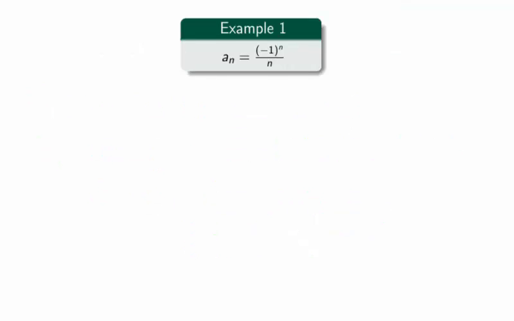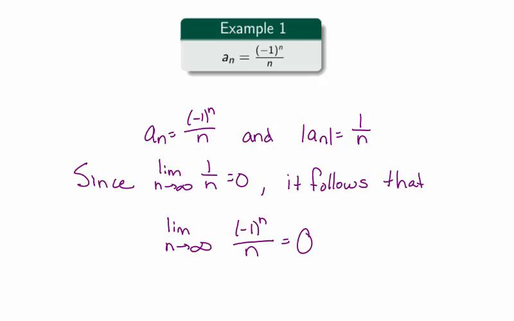Now we return to our example. We have that a_n equals negative 1 to the n divided by n, and the absolute value of a_n equals 1 divided by n. Since the limit as n goes to infinity of 1 over n equals 0, it follows that the limit as n goes to infinity of negative 1 to the n divided by n equals 0.